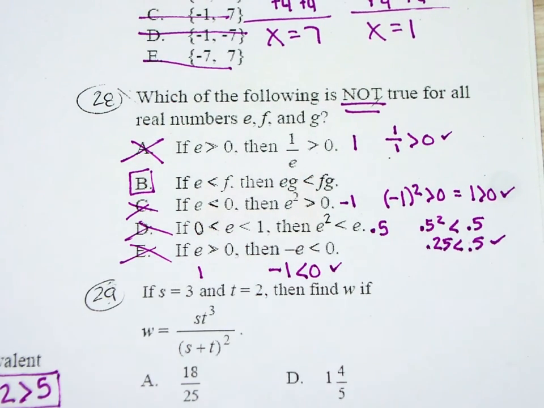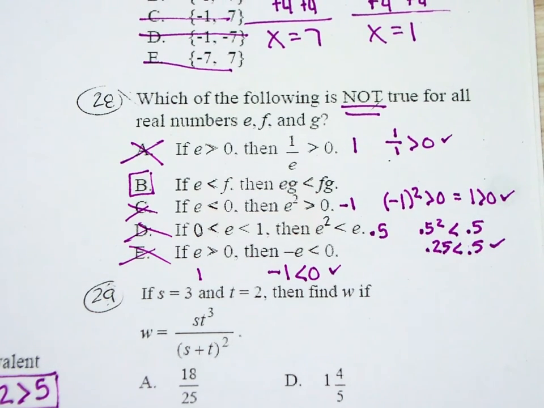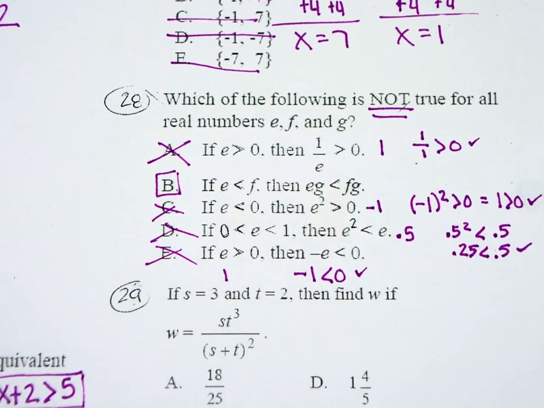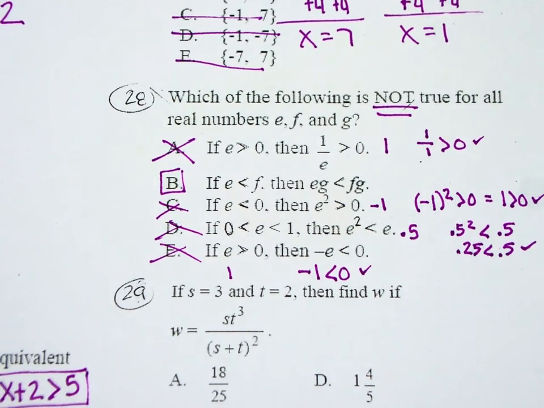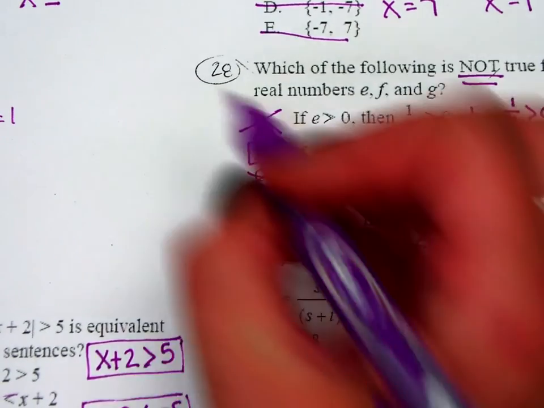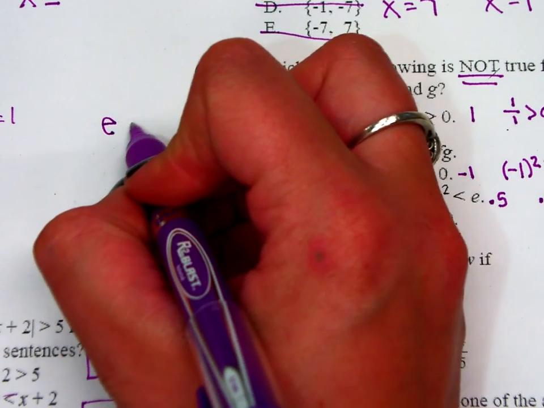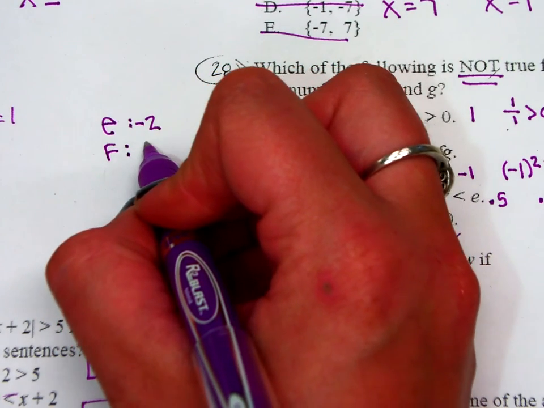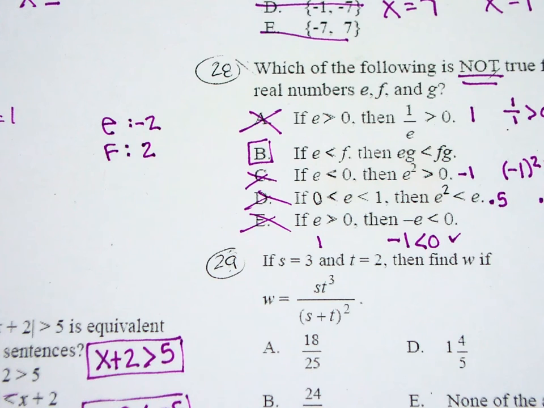If you're not sure how to get B, this honestly took me a while because I was able to disprove most of these. And for some reason, B always tripped me out. Like, I knew it was B, but I could never prove it. Now I know how to do it. So if E is less than F, then EG is less than FG. Okay? So let's make, I'm going to scoot this over. Let's make E negative 2, and we'll make F positive 2. Okay?